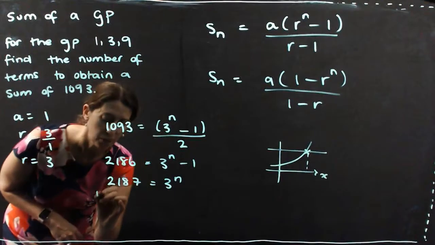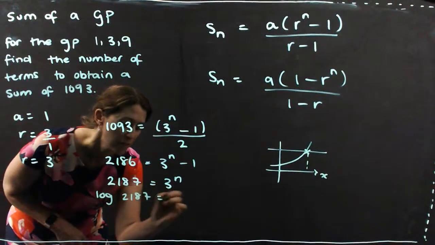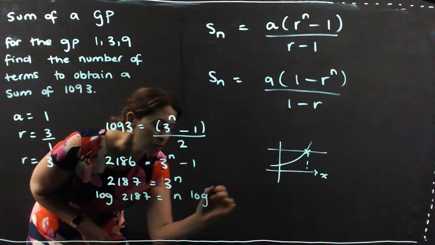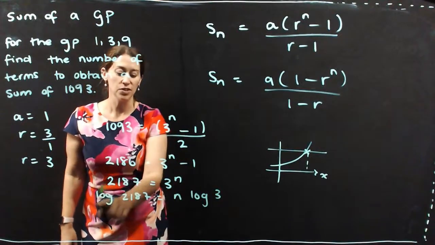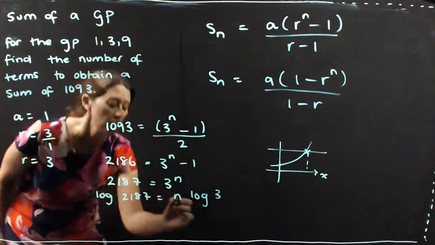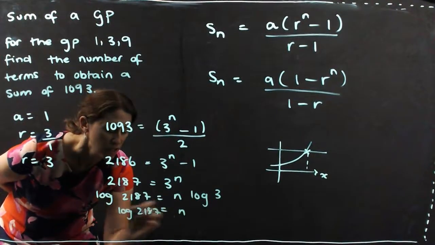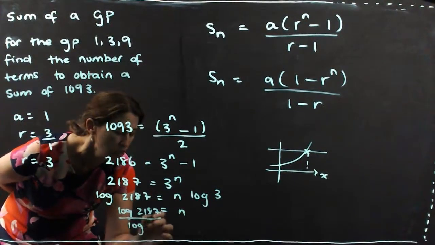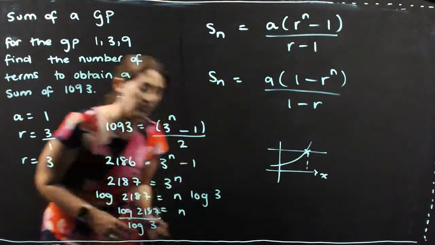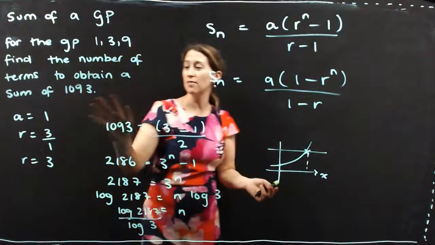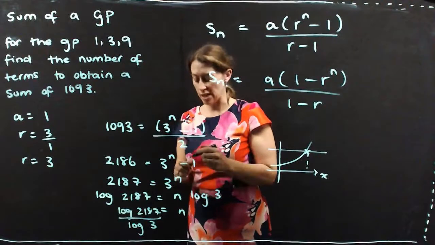If I take logs of both sides, log of 2,187 equals n log of 3. To rearrange, I then write n equals this log divided by the log of 3. So calculators at the ready to work that out. It comes out as 7. So n is 7. So that means that there are 7 terms added together to give us the sum of 1093.